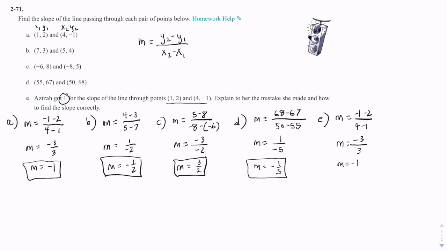I would venture a guess that possibly she mixed up either x1 and x2 or y1 and y2. So for instance, maybe she did negative 1 minus 2, but then inadvertently wrote 1 minus 4 on the bottom, on the denominator, and then she would have gotten negative 3 over negative 3, which is 1, right? So I'm guessing she mixed up the x's or the y's, right? So that's wrong, and this is the correct answer.